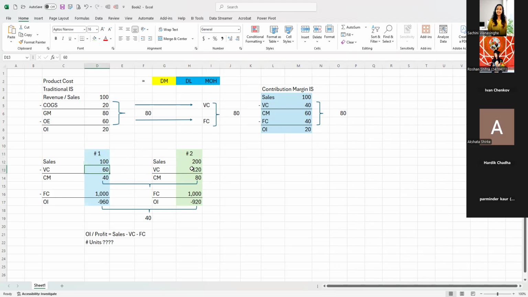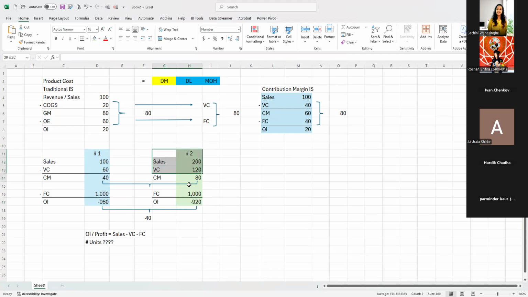My variable cost is going to increase. So my sales are going to double, my variable cost is going to double, but my contribution margin also doubles. Make sense? Yes, sir. And that helps my operating income.